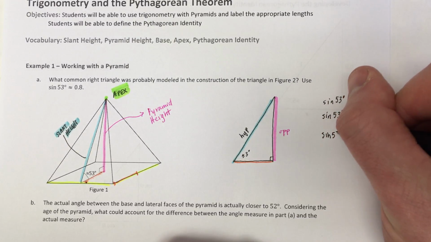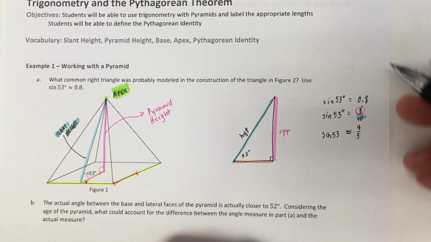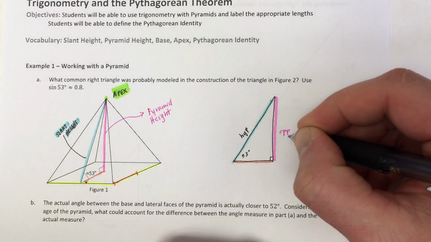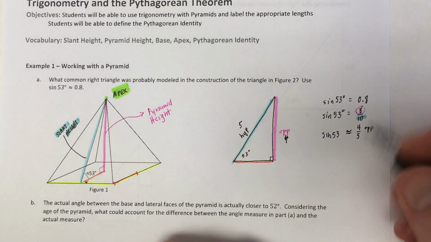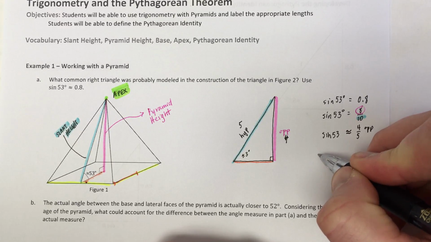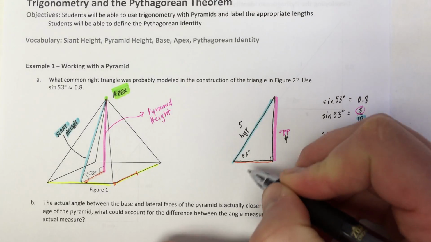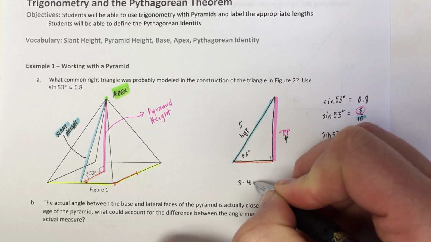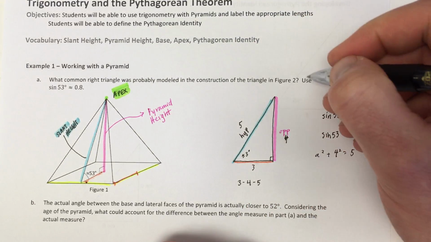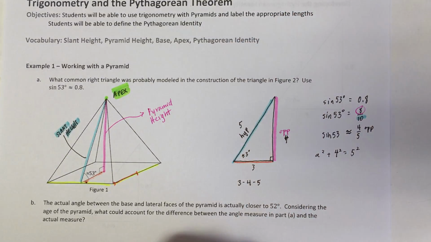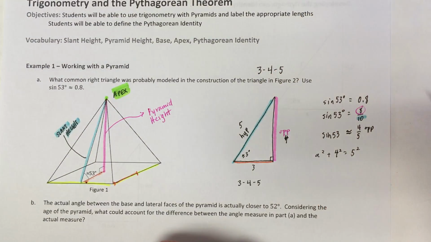So sine of 53 is approximately the angle used when I have a 4 opposite, 5. Well, what's the third side? We can use the Pythagorean theorem. So a squared plus 4 squared equals 5 squared. Or hopefully by now you understand that this is a 3, 4, 5 right triangle. So to answer the question, what common right triangle is probably used in the construction? It's a 3, 4, 5 right triangle.